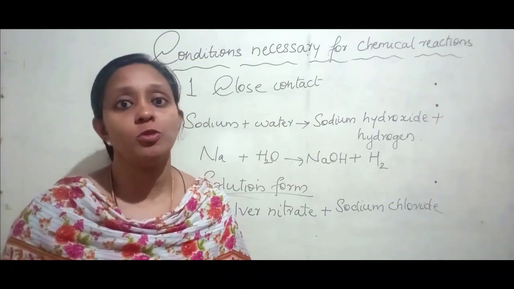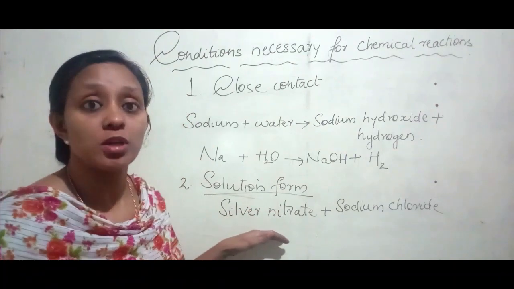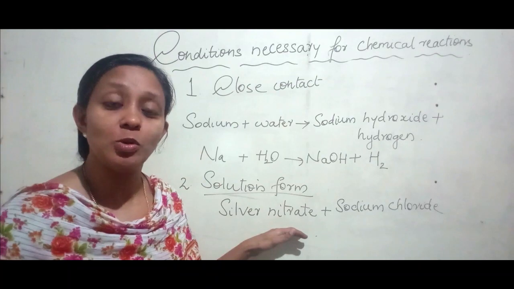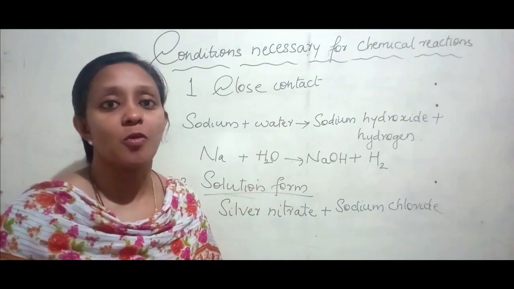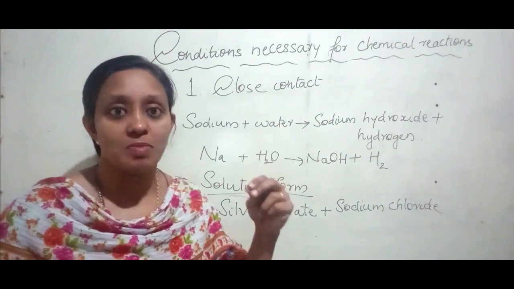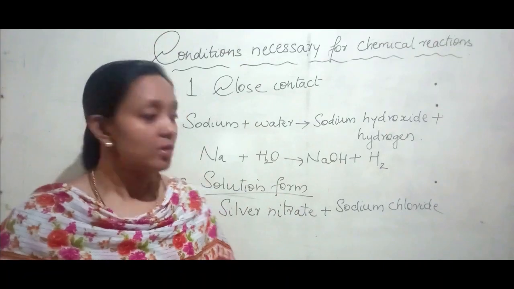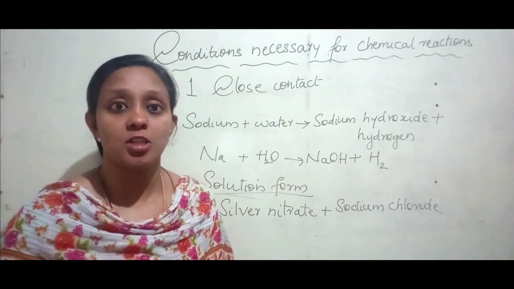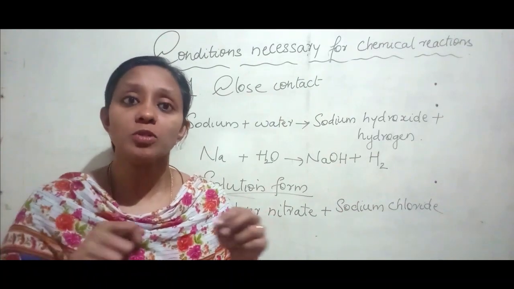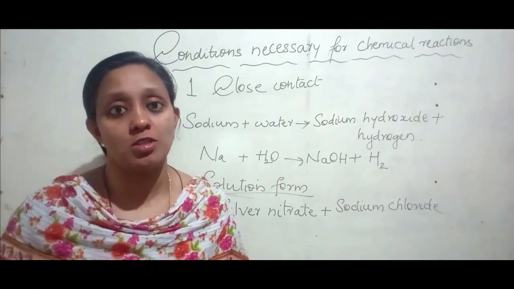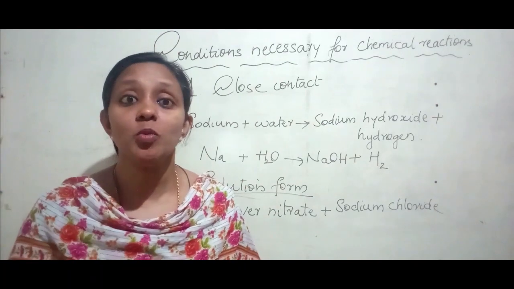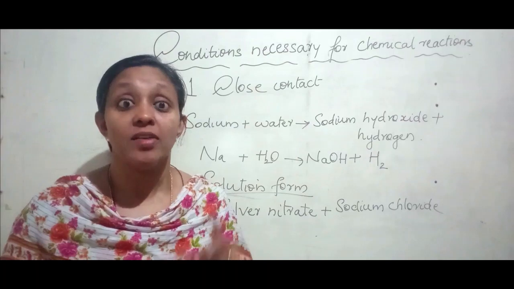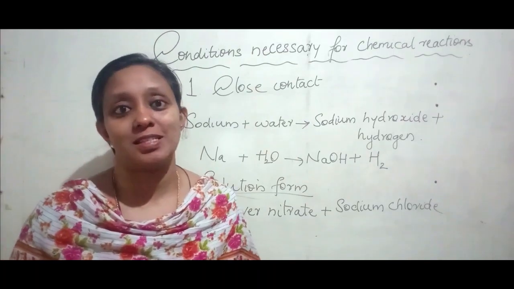Now, what you have to do is just make a solution of silver nitrate. How can you make a solution of silver nitrate? Add a little bit of water to silver nitrate. Just make an aqueous solution. Now, prepare a solution of sodium chloride in another test tube. Now, try to mix these two solutions together. Once when you mix these solutions together, you will be able to see that there is a change taking place.